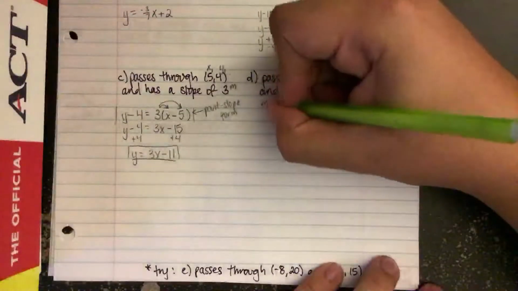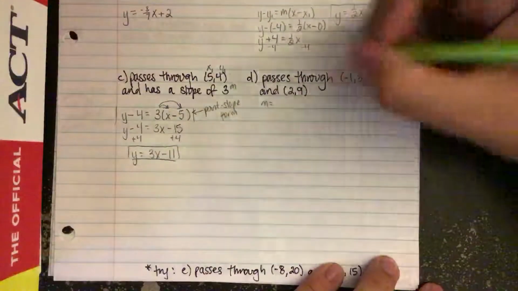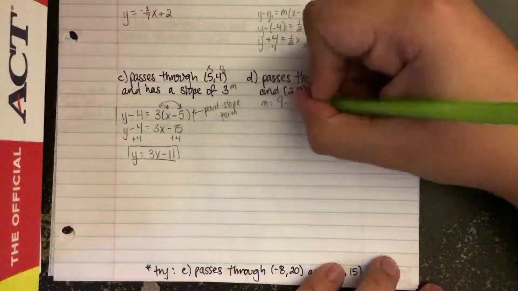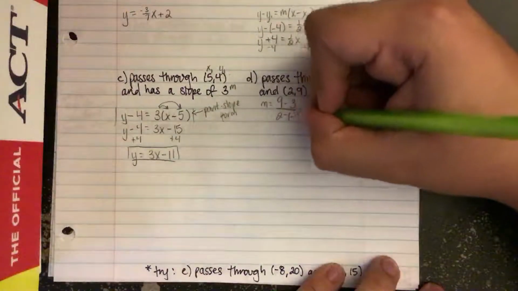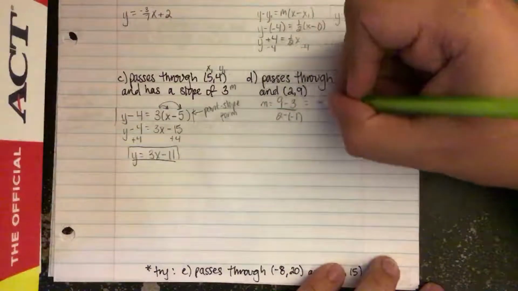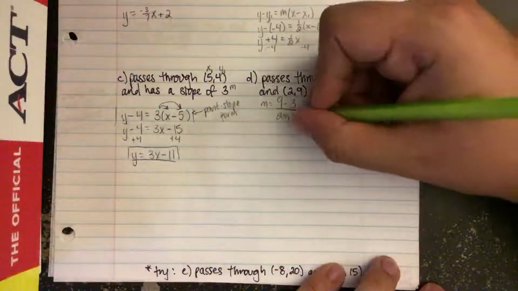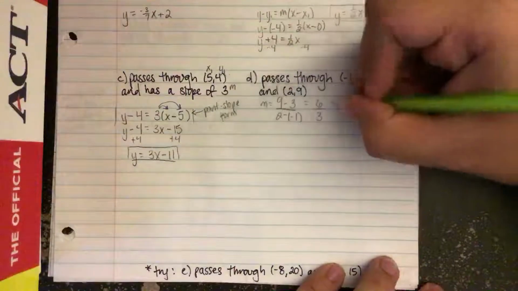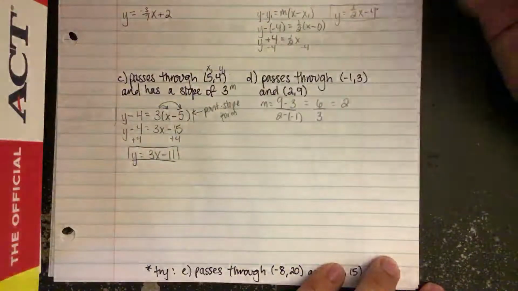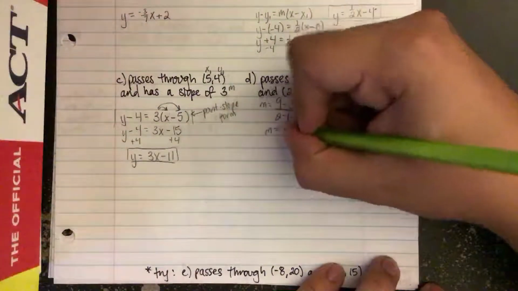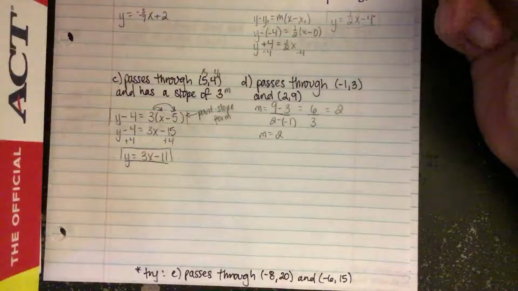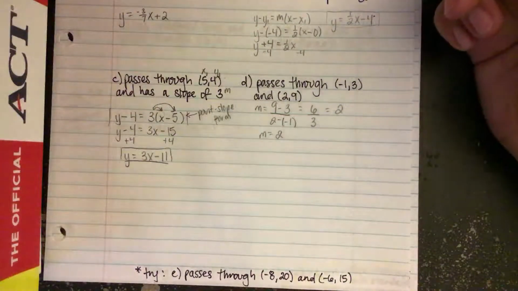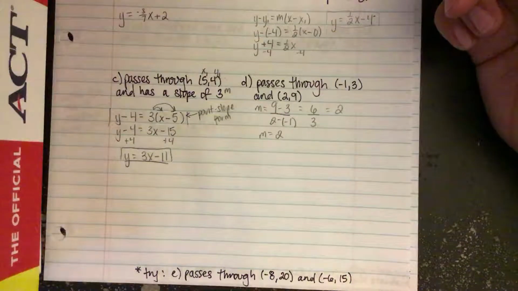Let's do that. m is equal to (9 - 3) divided by (2 - (-1)). 9 minus 3 is 6. 2 plus 1 is 3. Our slope is 2. m is equal to 2. Okay, so now we can use point-slope form. We're given 2 points, okay? Don't let that freak you out though. You can choose whichever one you want to.